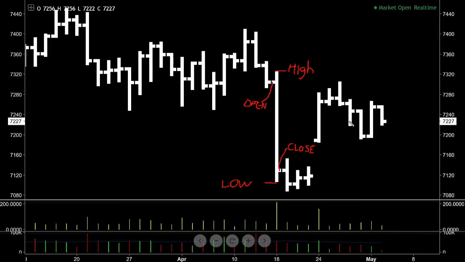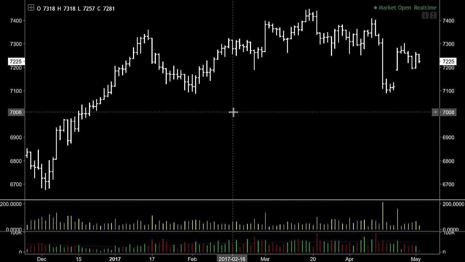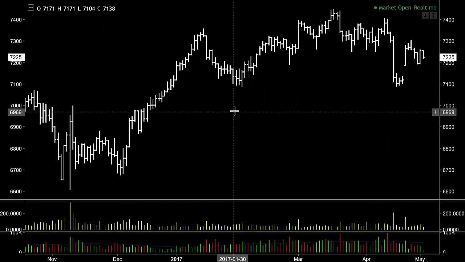Remember, with the line chart, all we had was the close. We didn't know where it opened, we didn't know how high it went during the day, how low it went during the day. All we knew was where it closed. So we were almost trading blind. If we were looking at our decisions, we don't really know what's happened. So why is that important?